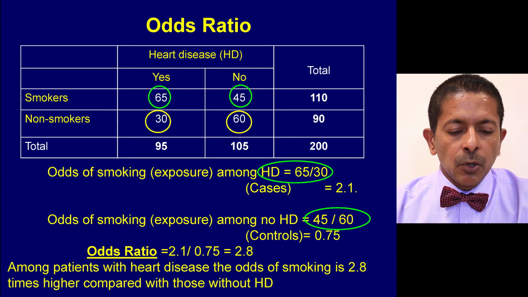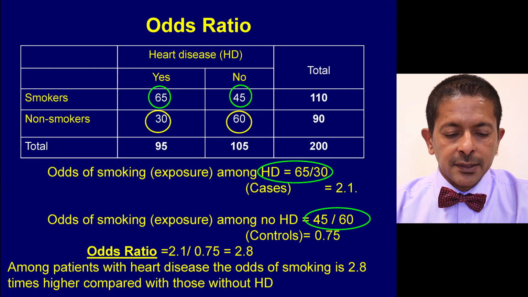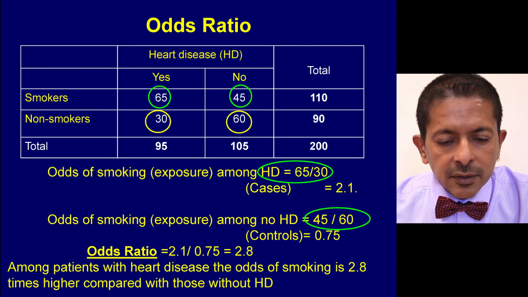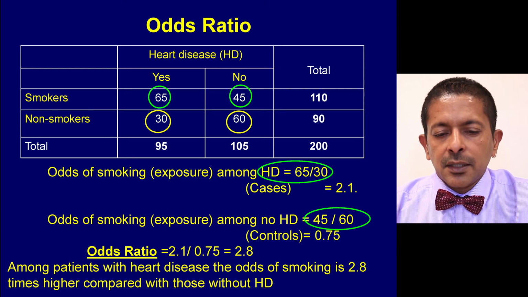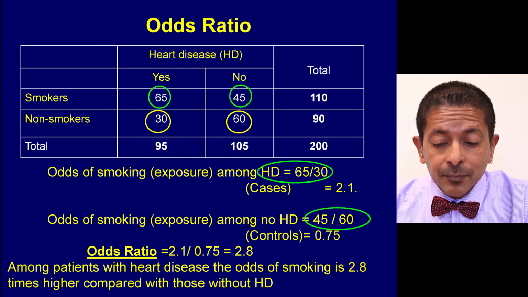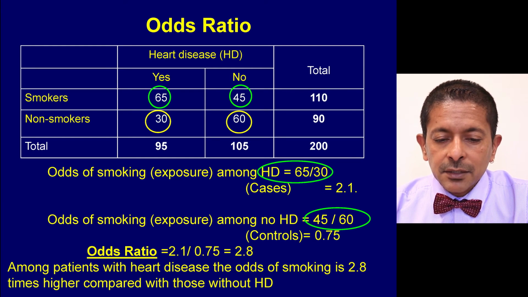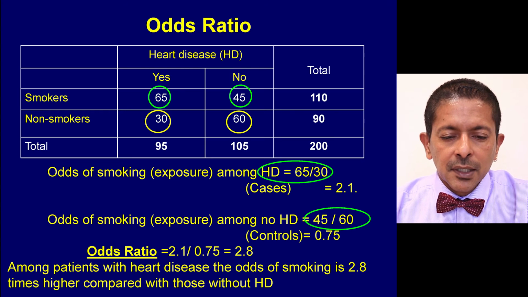In other words, among patients with heart disease, the odds of smoking is 2.8 times higher compared with those without heart disease. Please don't look at the numbers I've used in these examples. They are too small for cohort studies, but you've noticed here that actually the odds ratios are much higher than the relative risk. And this often happens if the condition is quite common.